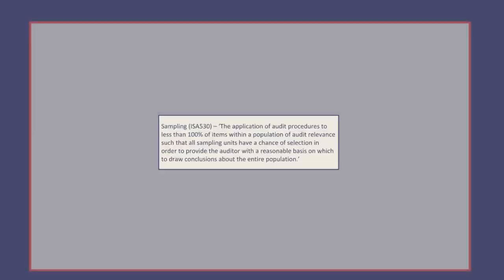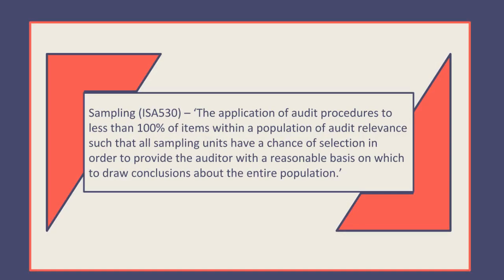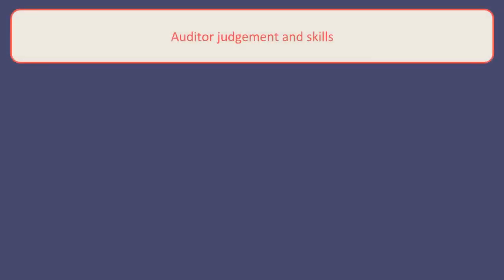The next area of gathering evidence is choosing the transactions which should be tested. Sampling is defined in ISA 530 as the application of audit procedures to less than 100% of items within a population of audit relevance, such that all sampling units have a chance of selection in order to provide the auditor with a reasonable basis on which to draw conclusions about the entire population. This requires auditor judgment and skill.